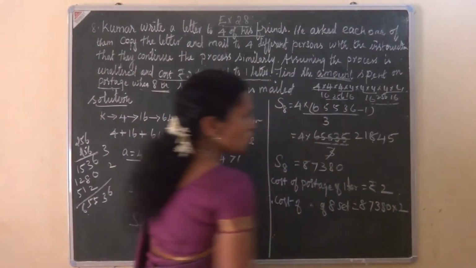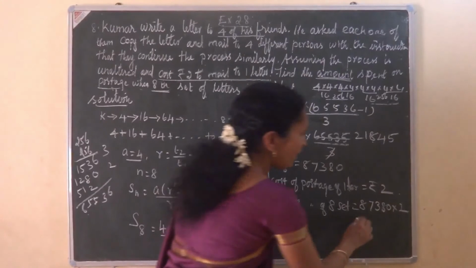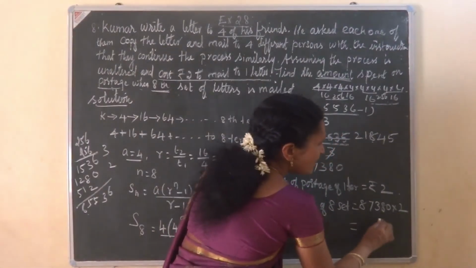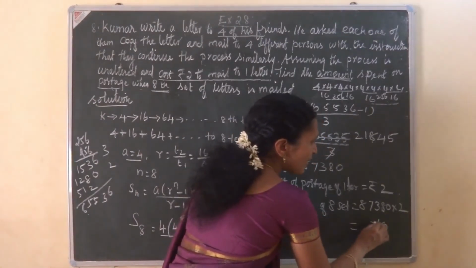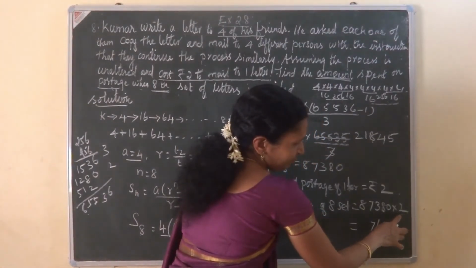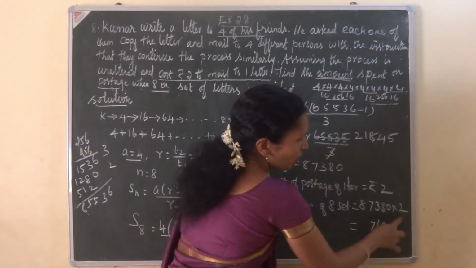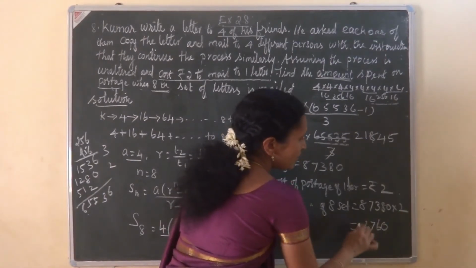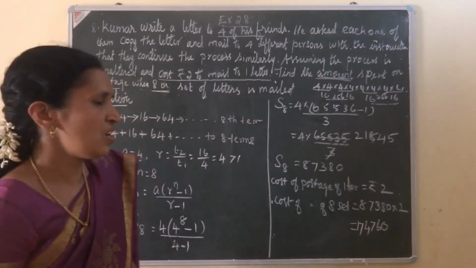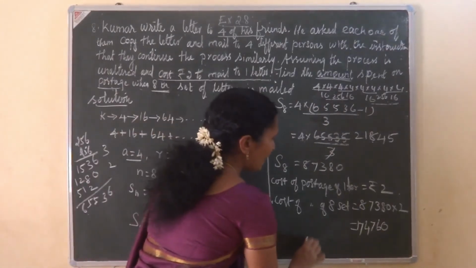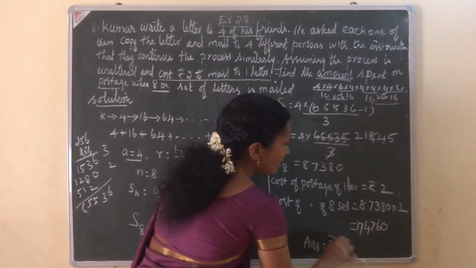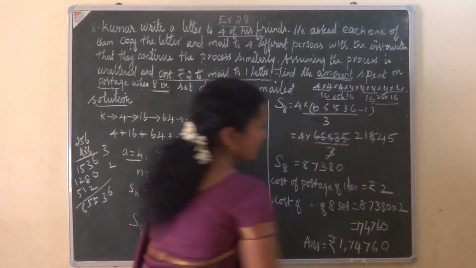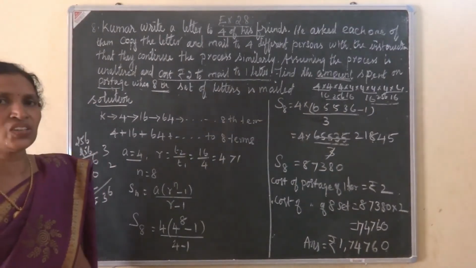87,380 into 2. Now you multiply, say the answer: 0, 8 2s are 16, balance 1, 7, 0, 16, balance 1, 7, 14, balance 1, 70. So what's the answer? Answer equal to rupees 1,74,760. Do you understand, students?